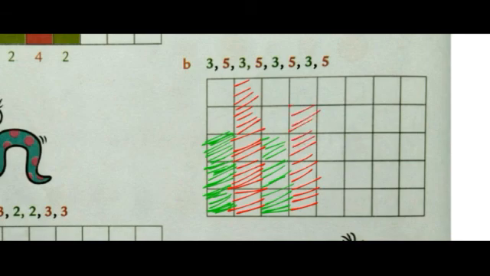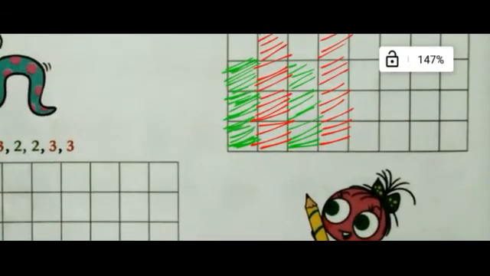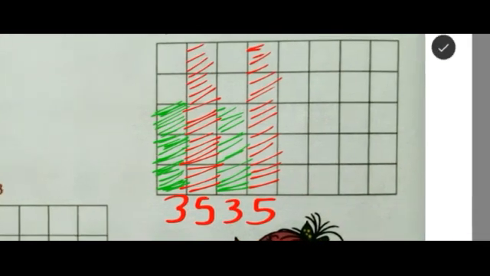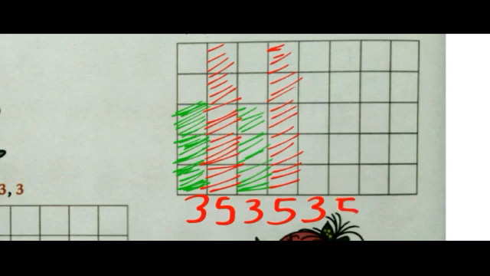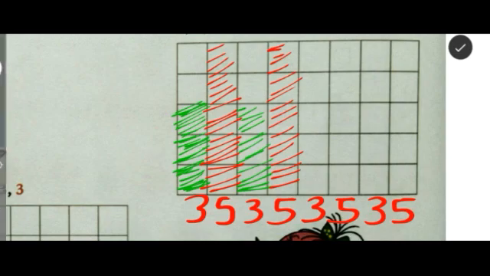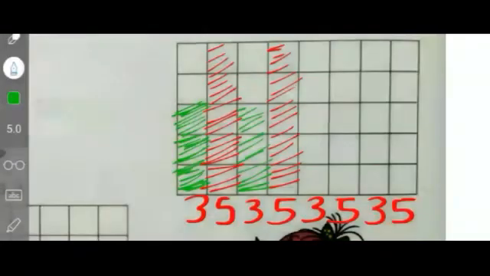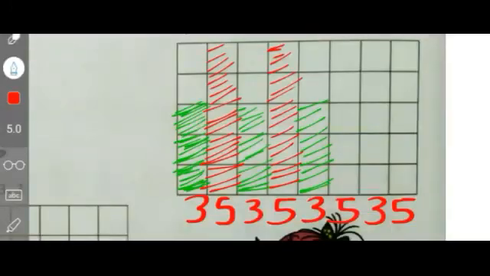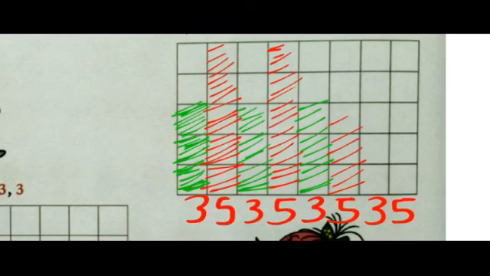So now see the pattern that is going on. 3. Let's write the pattern also. 3, 5. 3, 5. Then what will be the next here? Again 3, 5, 3, 5. This is the pattern that is going on. So let's do it. Again 3 boxes with green color. And then 5 boxes with red color. So this is the pattern that is going on.